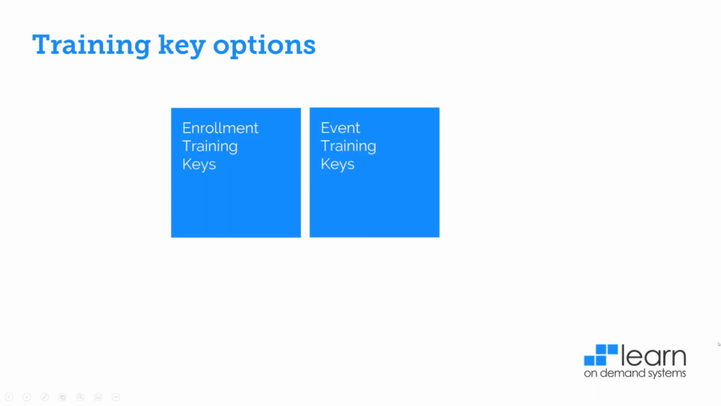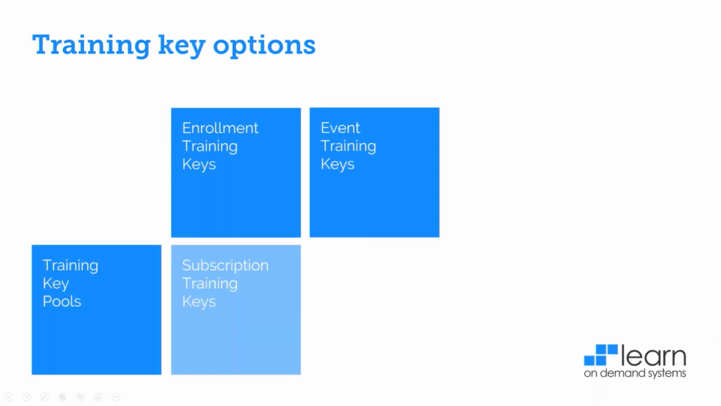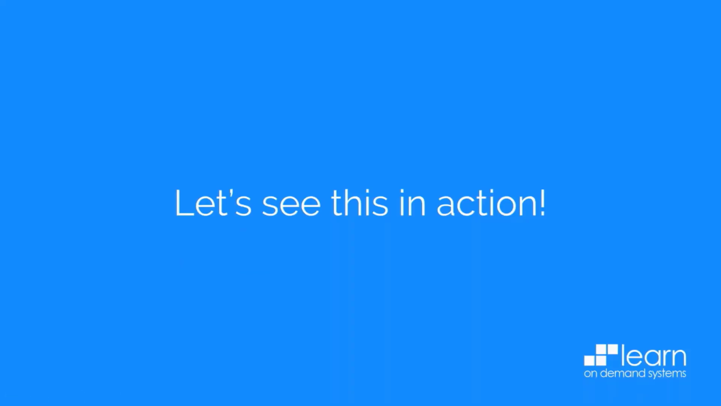There are 4 different types of training keys. 2 are used for classes and 2 are used for self-paced learning. The class training keys are enrollment training keys and event training keys, and the self-paced training keys are created through a training key pool or from a subscription training key. Let us start our demo.